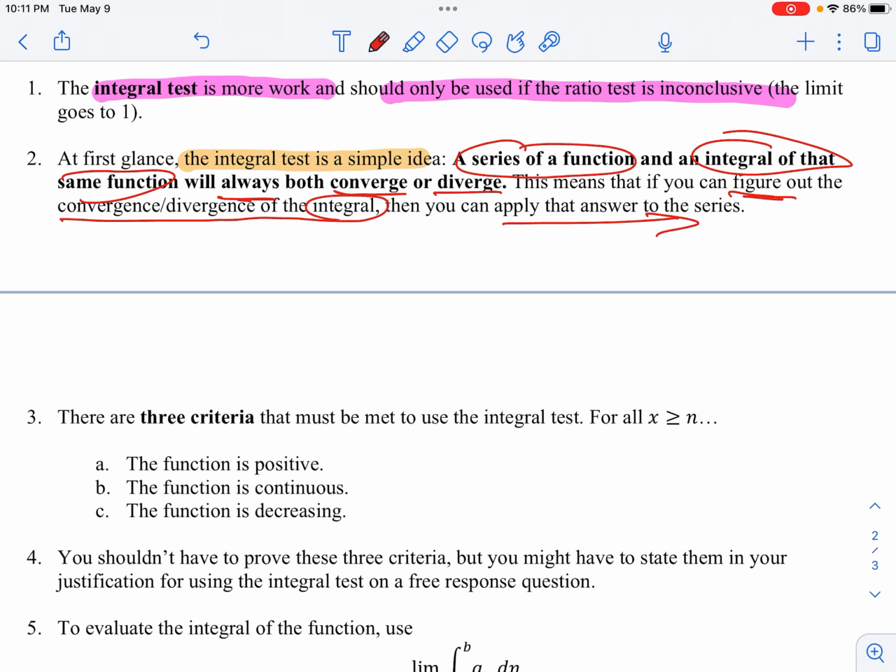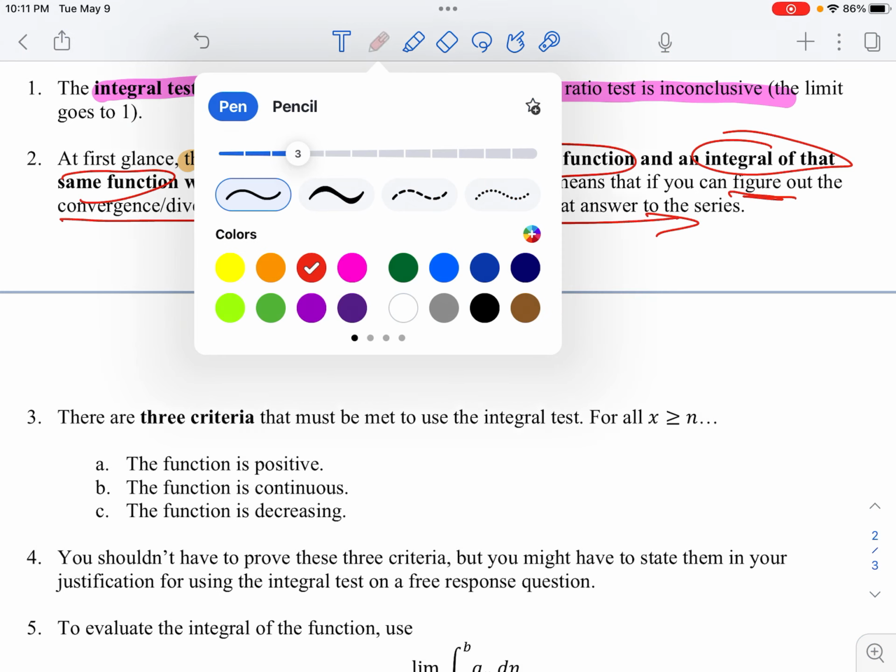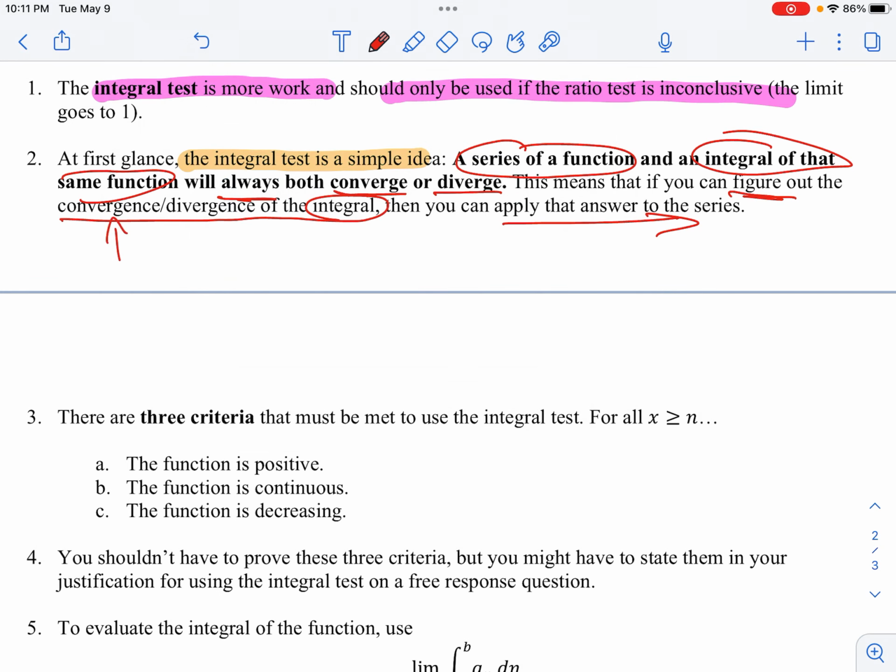Well, what's it mean for an integral to converge or diverge? Converge just means the integral gives us an answer, some number answer, right? Divergence would mean the integral gives us infinity, right? Or negative infinity, positive or negative. So the idea is simple.